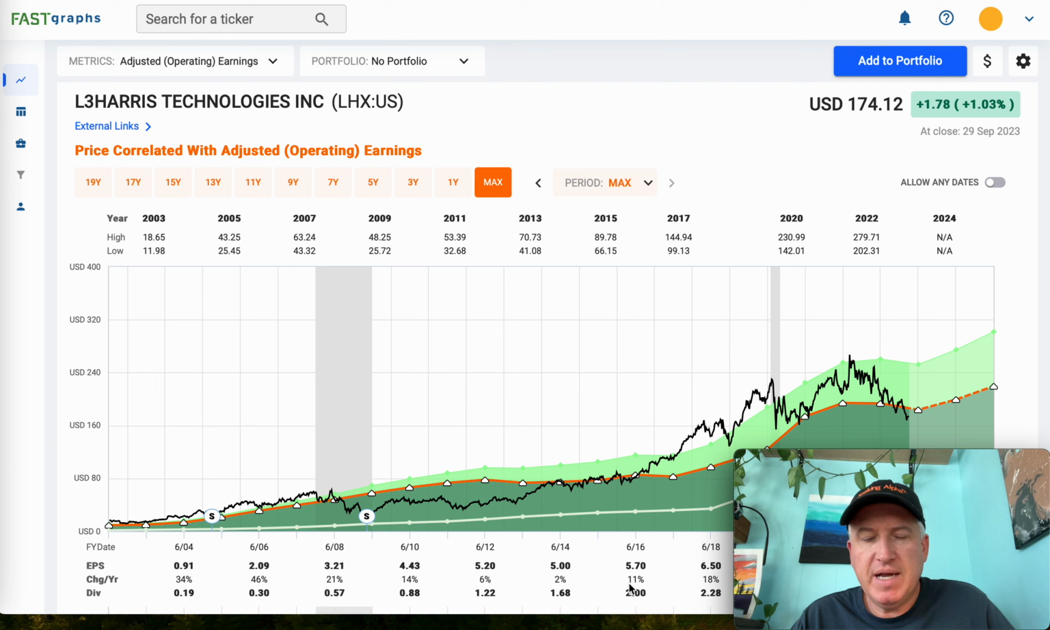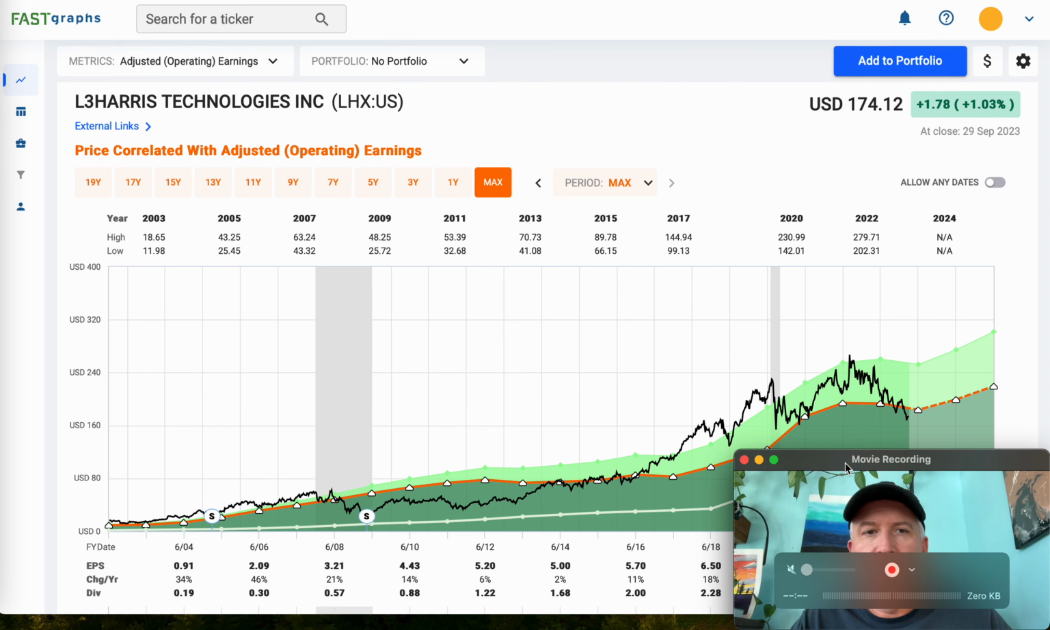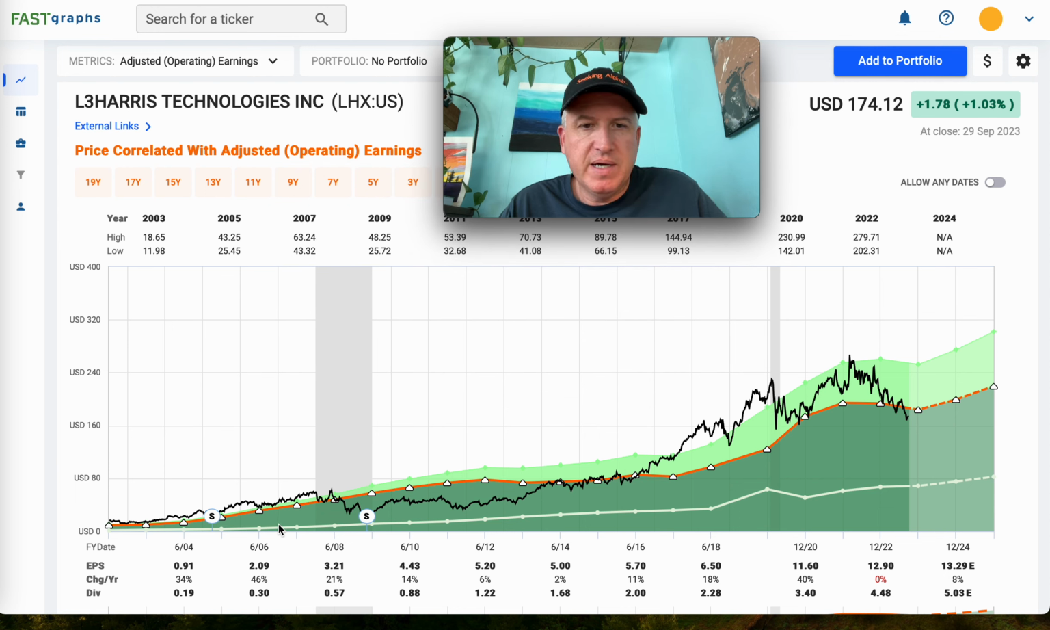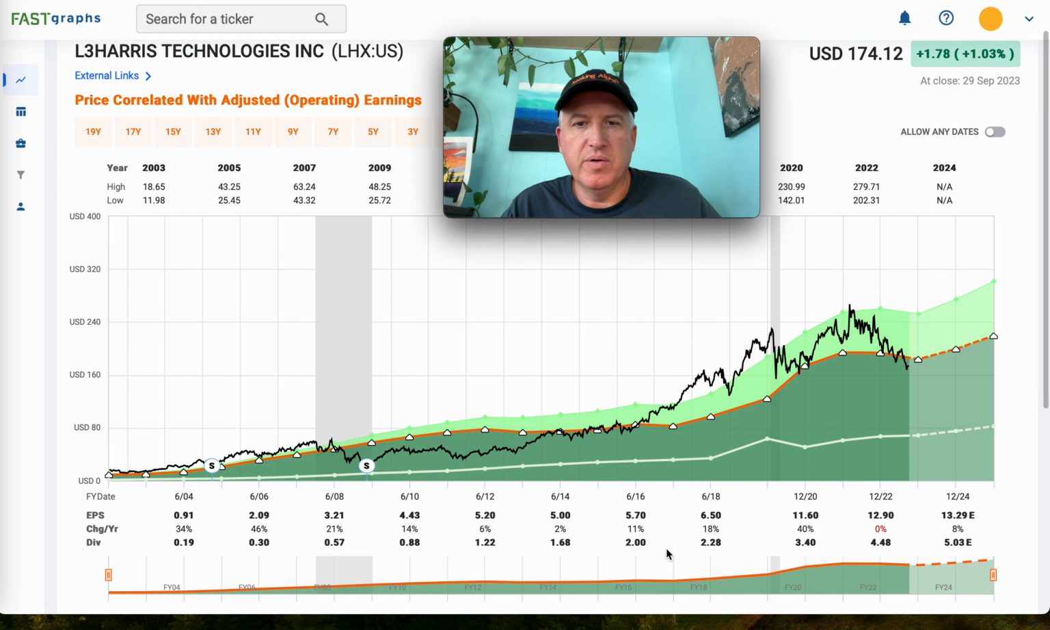So the first thing I check when I open any stock chart on Fast Graphs is I look to see what the historical earnings cyclicality is. If we look at the fast graph, this dark green shaded area is the earnings per share, and what I'm looking for are drawdowns in the earnings per share growth. I don't see any right away. It looks like there might be one right here in 2013.